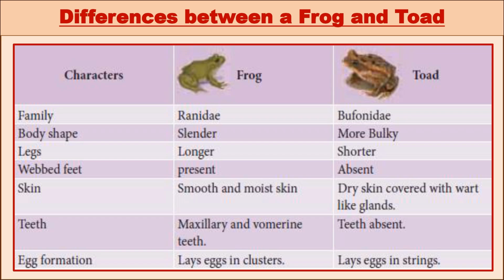Webbed feet are present in case of frogs, whereas they are absent in the case of toads. Frogs have smooth and moist skin, but the toads have dry skin which is covered with wart-like glands. Maxillary and vomerine teeth are present in case of frogs, whereas teeth are totally absent in the case of toads. Frogs lay eggs in clusters. Toads lay eggs in strings, in a line.